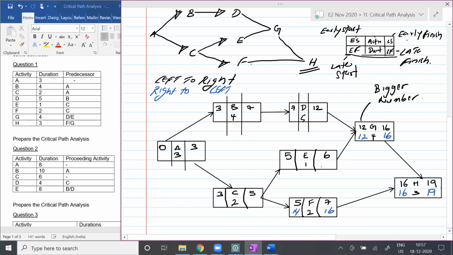Fine. For E, it's going to be 12. So 12 minus 1 is how much, students? 11. For D, it's going to be 12. So 12 minus 5 here is going to be how much, students? 7. Any questions there, students?